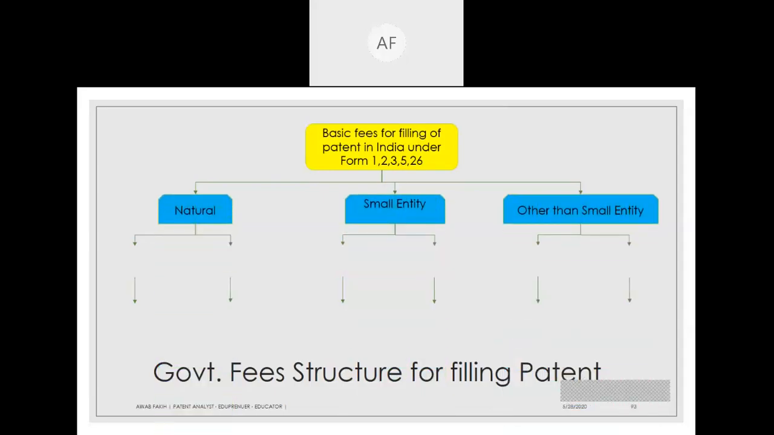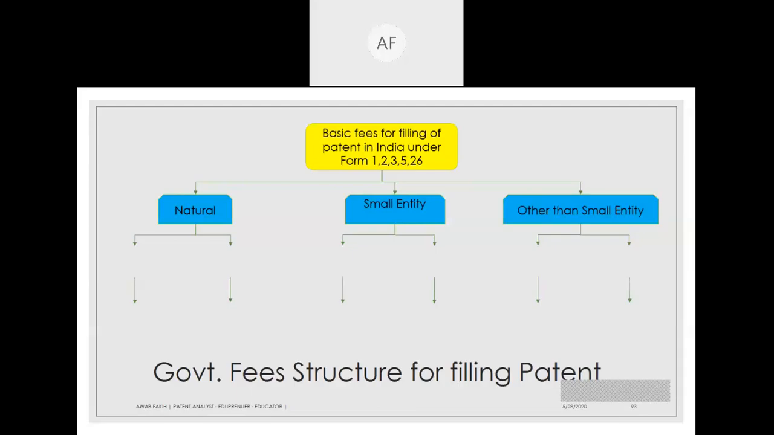When you talk about the recent amendment, which was done on February 28, 2014, the fee structure was changed. The fees will be paid according to natural person, small entity, and other than small entity. Now you must be wondering what all of that is. A natural person is someone who is not a particular big firm. A natural person could be you or it could be me.